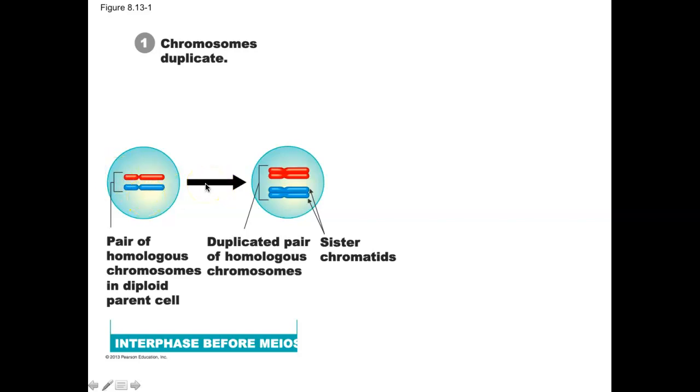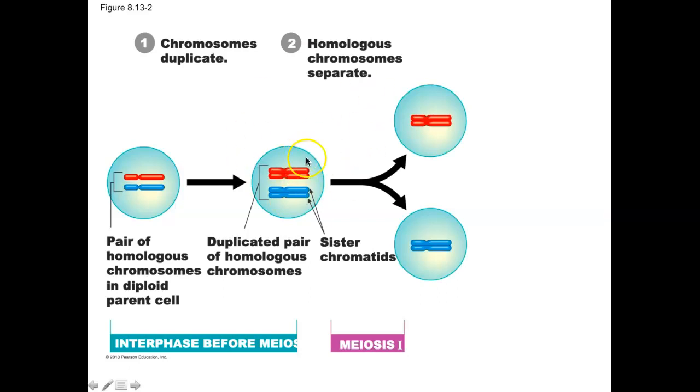Now, we know that each one of our chromosomes is going to get copied in S phase of interphase, right? So we have the copy of mom's chromosome, the copy of dad's chromosome, and just like mitosis, these sister chromatids will be attached to each other at the centromere. Now, what's unique about meiosis is that the homologs, the mom and dad's homologous set, will come together, and then they're going to switch parts. We're going to take a look at that.